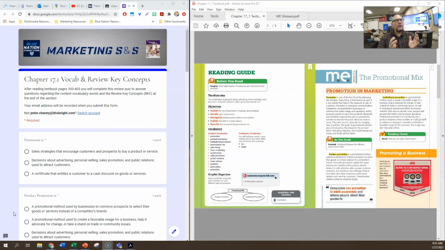So what we're looking at is my student view. I've got 17.1 vocabulary and review key concepts up, and then I've got the textbook thing. These are both files that are on the Google Classroom assignment. So I've done a split screen here. I'm just going to go through them, and I want to show you tools to actually do this in a more efficient way, hopefully.